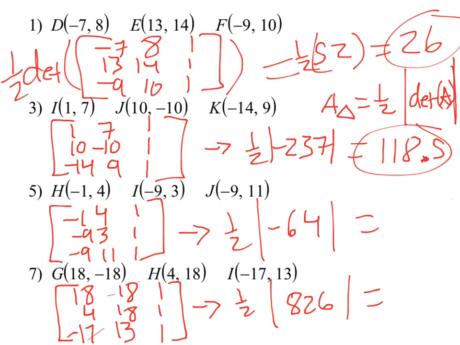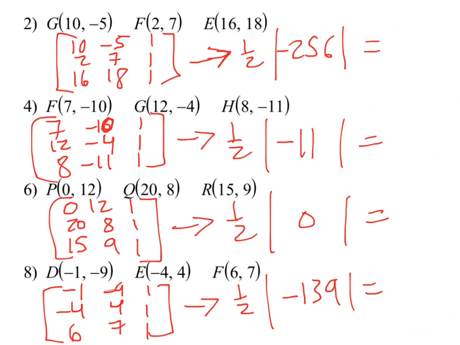Alright, so I've plugged some of these matrices in, and I got the determinants. I put them inside these absolute value bars. So now we got 64, absolute value, that's going to be positive, and we have to get 1/2 of that. Half of 64 is 32. And then we got 826. We need to take that and half it. That's going to give you 413.